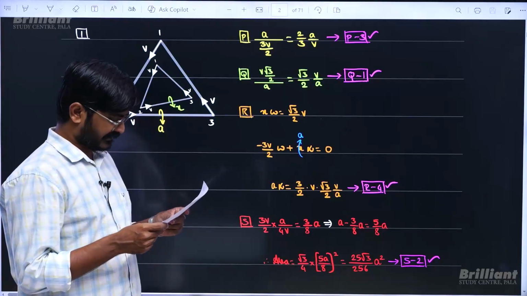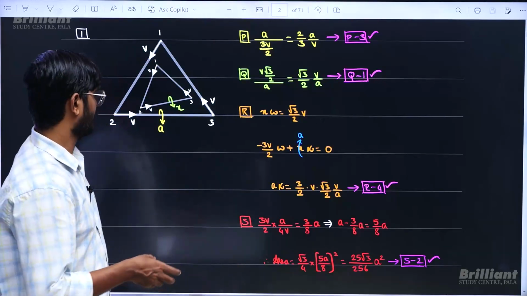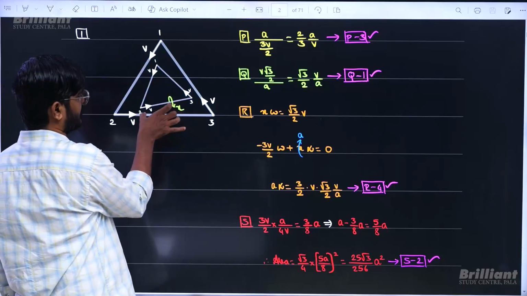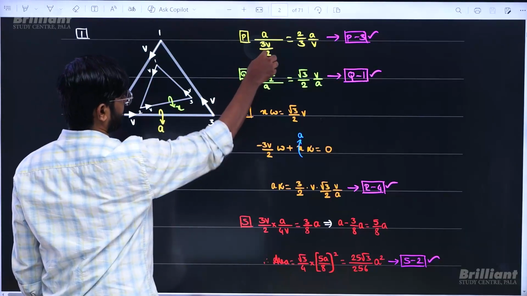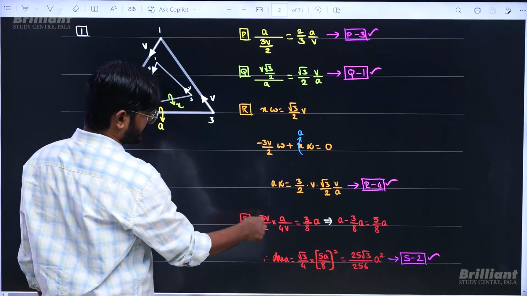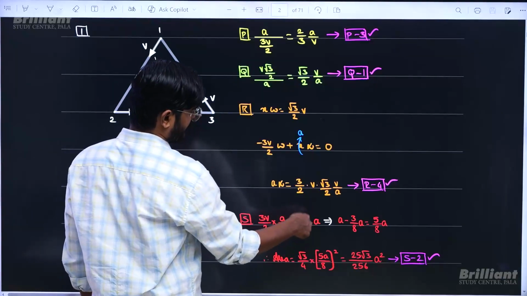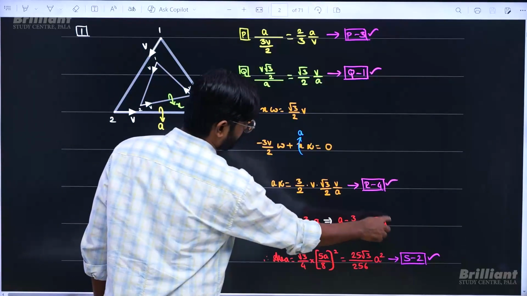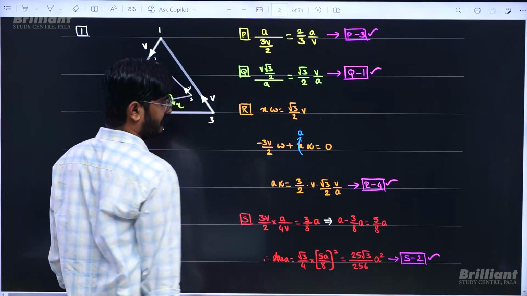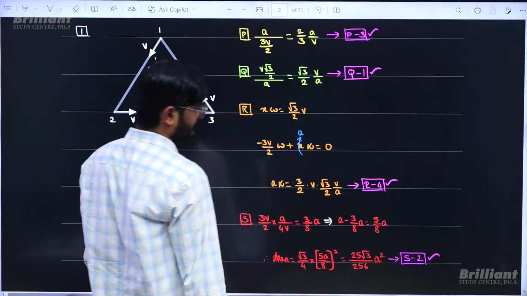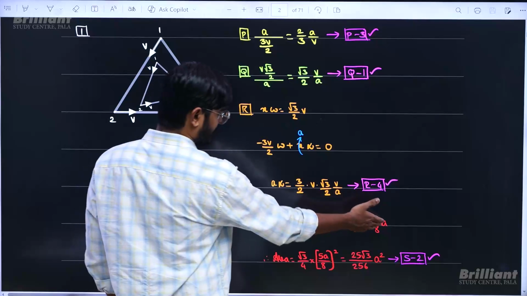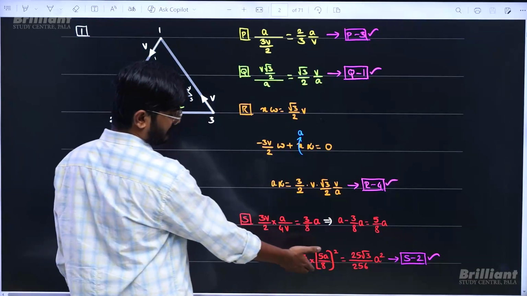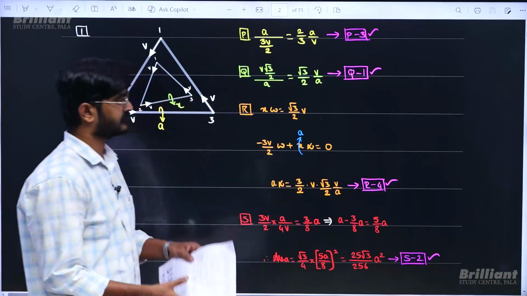Now they were asking after time a by 4v, how much this length will reduce. It is reducing at a rate of 3v by 2, so it is going to reduce by this much amount. If it reduces by 3 by 8, it is going to become 5 by 8. Then the area, if the side is 5 by 8, is root 3 by 4 times this square.